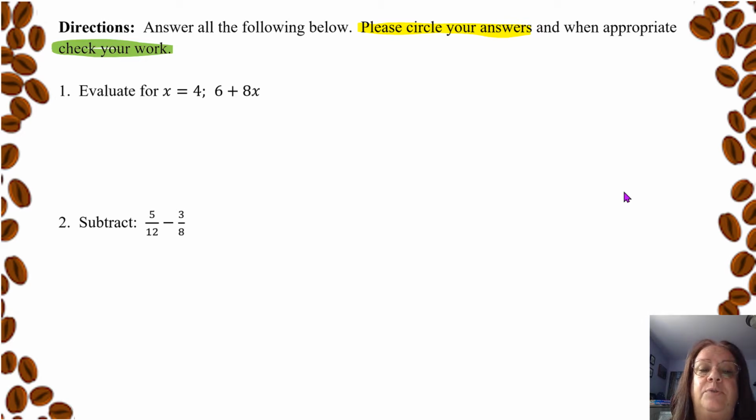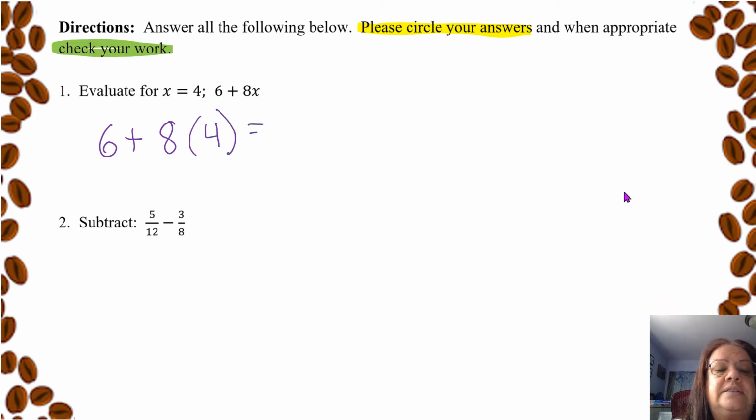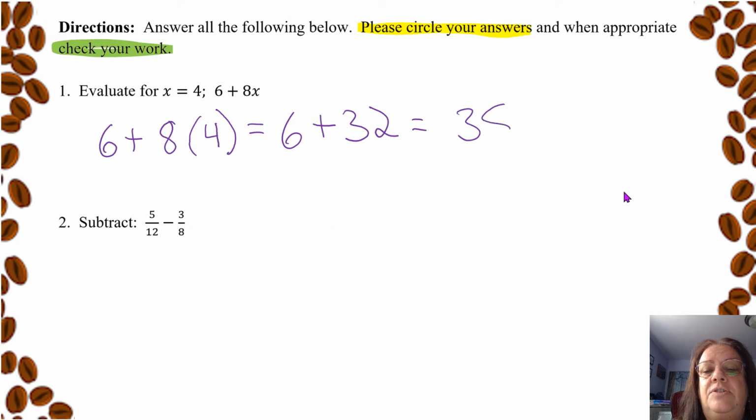evaluate for x equals 4, 6 plus 8x. So what we're going to do is substitute in the 4 for the x. This is going to give us 8 times 4, which is 32. We add the 6 and we get 38.